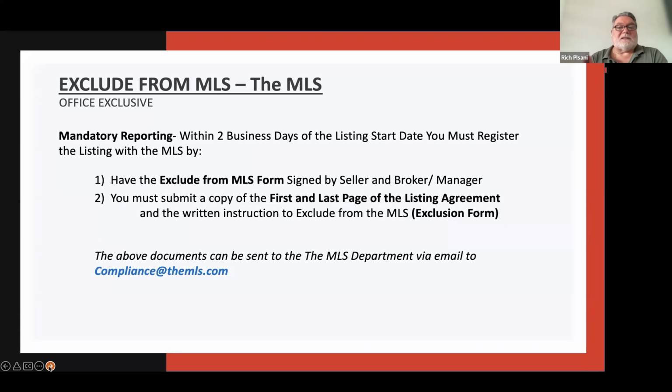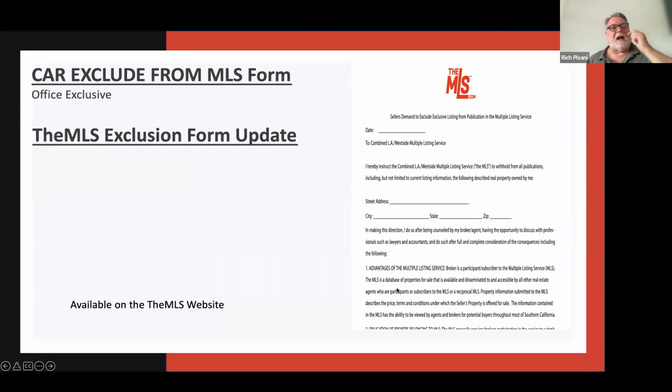Now, the MLS also has their own form, and this is a copy of it too. You can get these forms. You go to their individual websites, and forms are available on their websites. So that is the MLS. Both of these require you to send the exclusion and the first and the last page of the listing agreement.